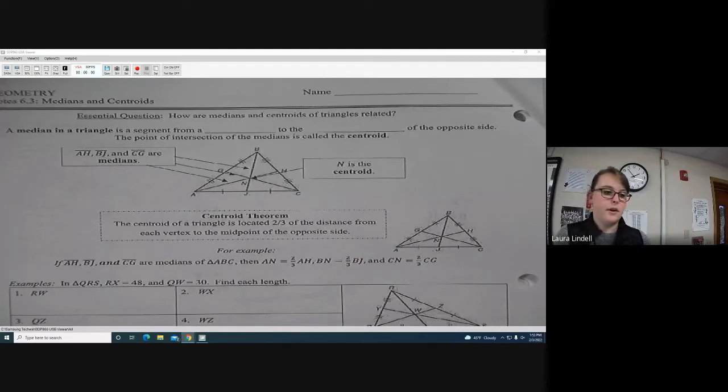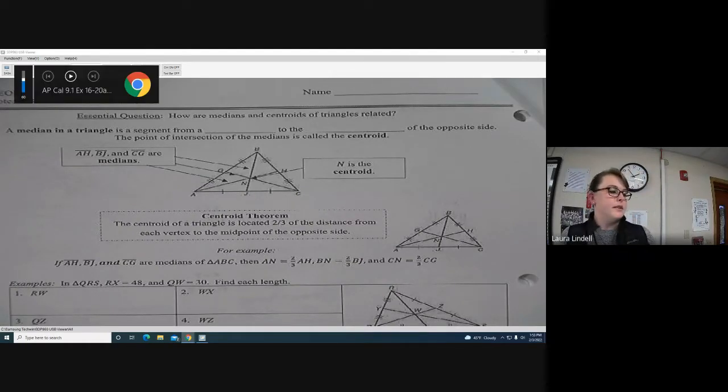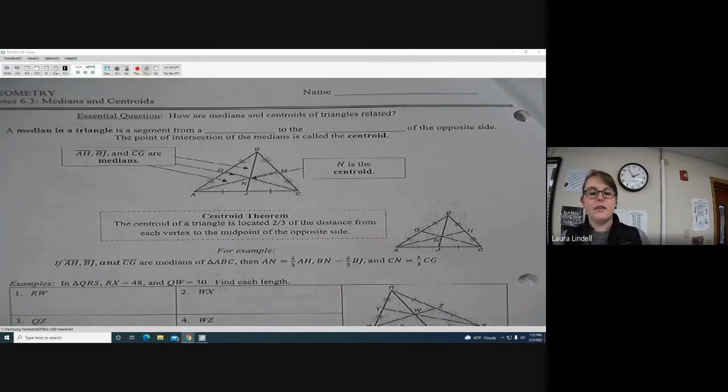All right, here we go. So let's see. Today we're talking 6.3, triangle medians and the centroid. So this is going to be our third special triangle segment.